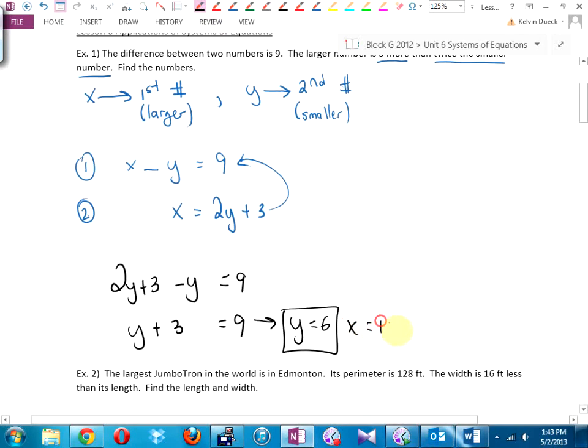X is 15. It's traditional in a word problem to close with a sentence. What I mean by a sentence is not an English sentence. A conclusion. Large number equals, small number. What's the large number equal? 15. What was the small number? 6.